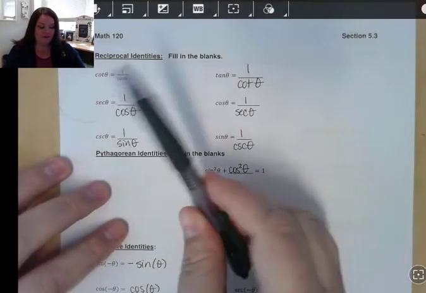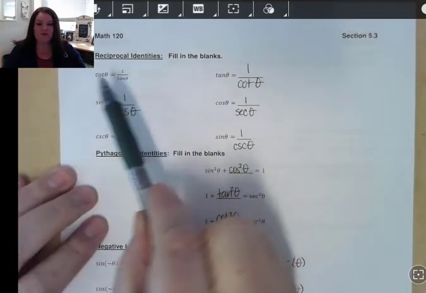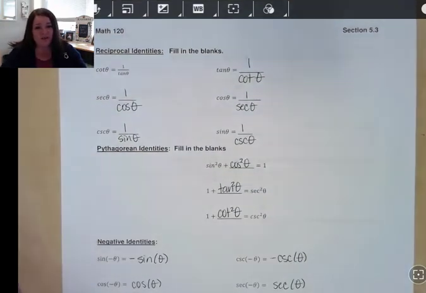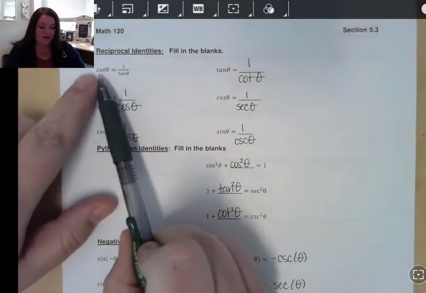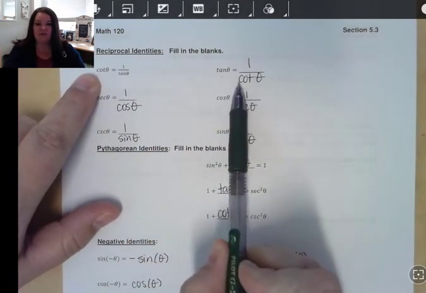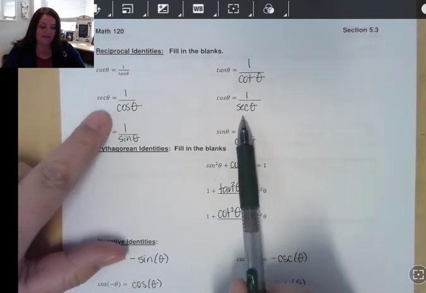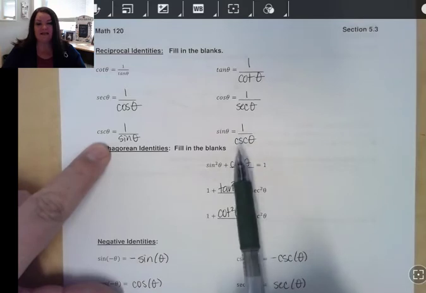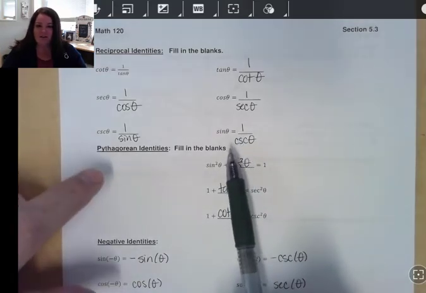So on the first little section here, we're talking about reciprocal identities, which hopefully you are able to just crack out, no problem. We know that cotangent and tangent are reciprocal identities. We know that secant and cosine are reciprocal identities, and that cosecant and sine are reciprocal identities. So hopefully you were able to fill all of those out.